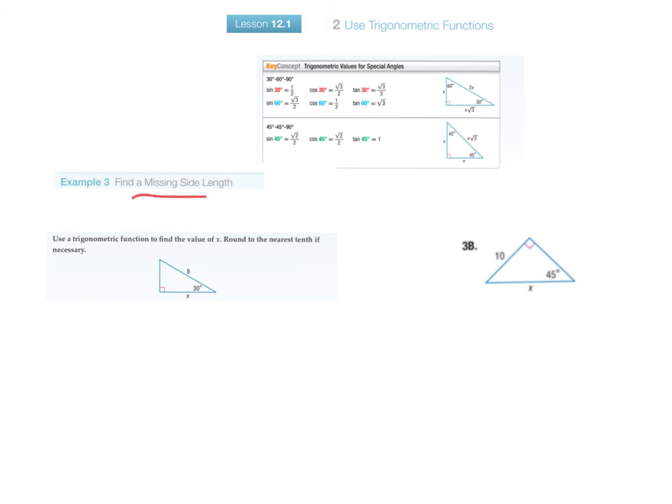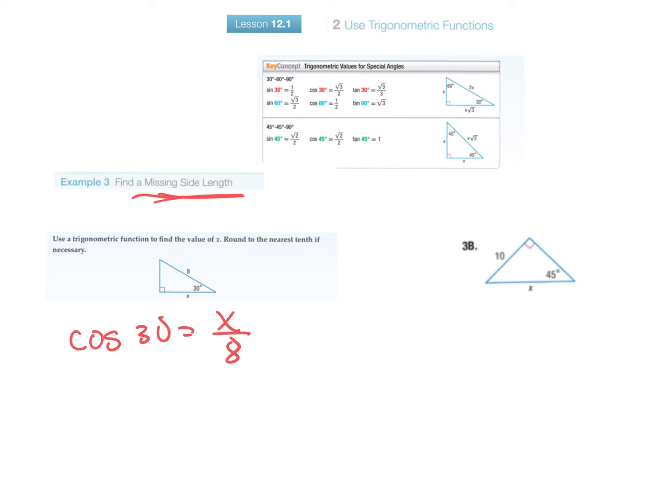Okay, what we're going to do is find a missing side by using our trig function. You have to know which trig function you're going to use based off of what they give you. So I have this angle of 30, a side that's adjacent to that angle, and the hypotenuse. Which one has adjacent and hypotenuse? That happens to be the cosine. So we're going to do the cosine of 30 equals our adjacent over our hypotenuse.